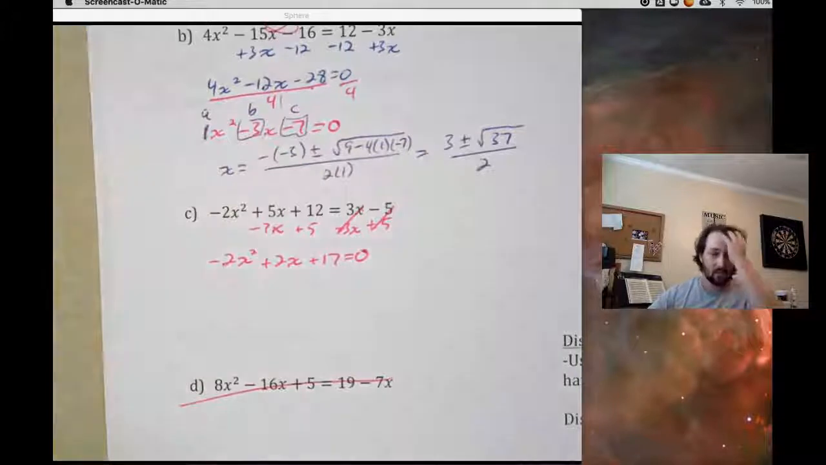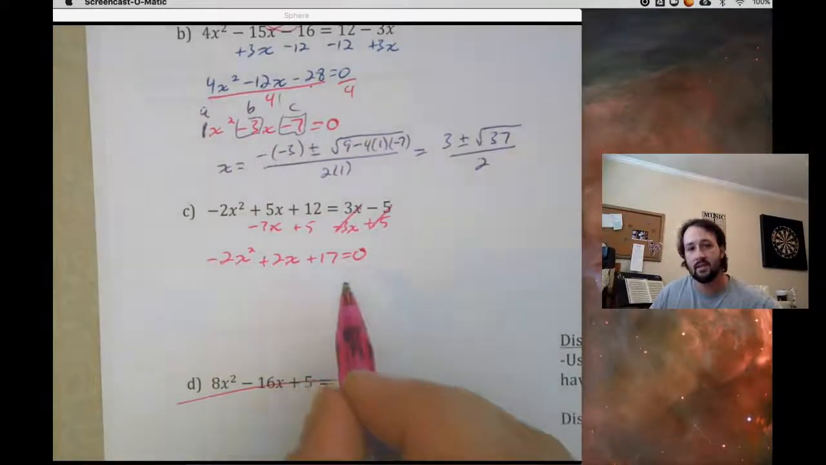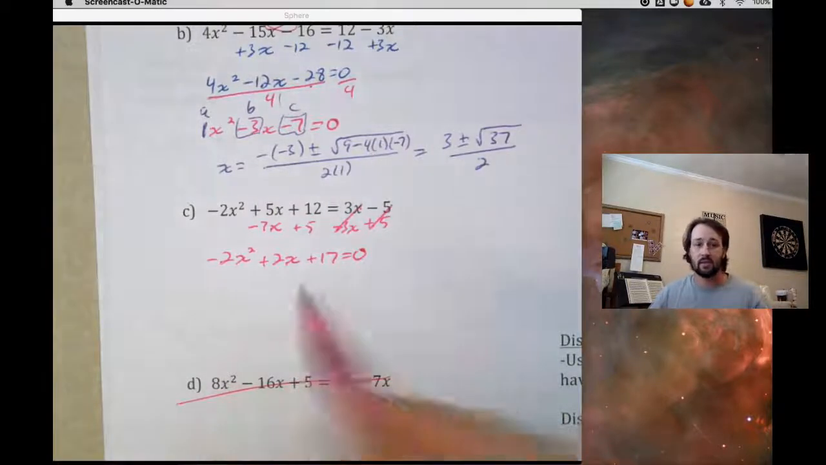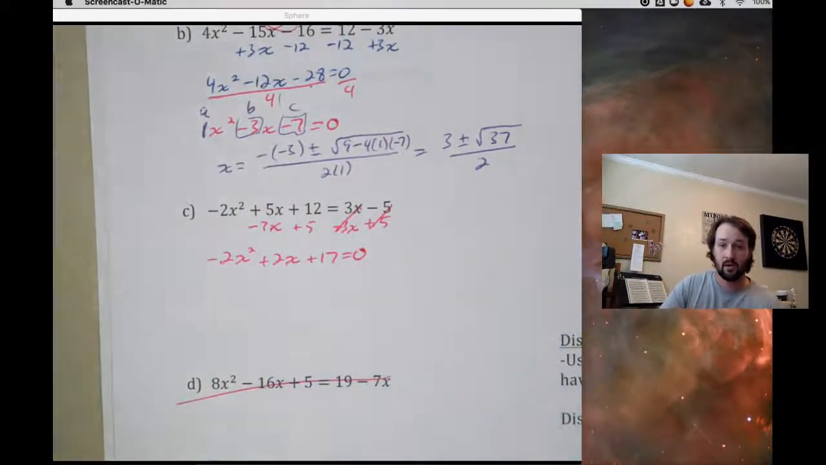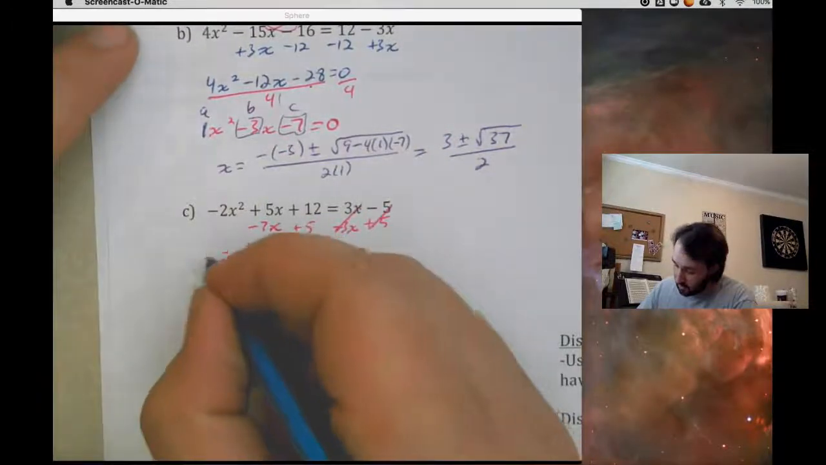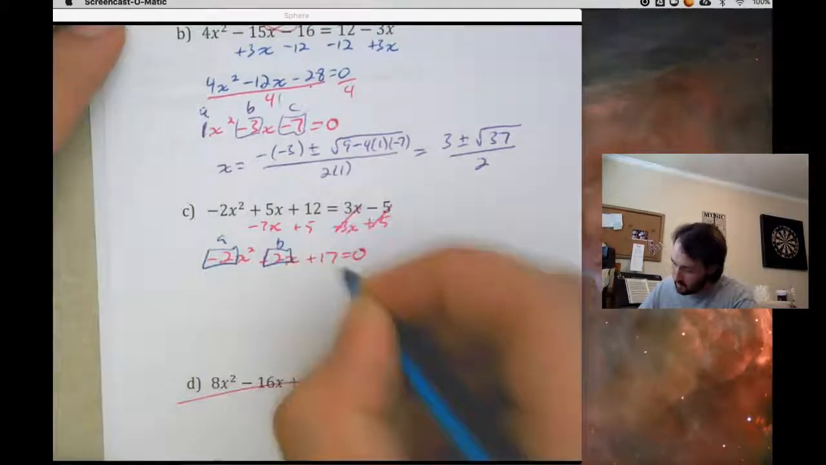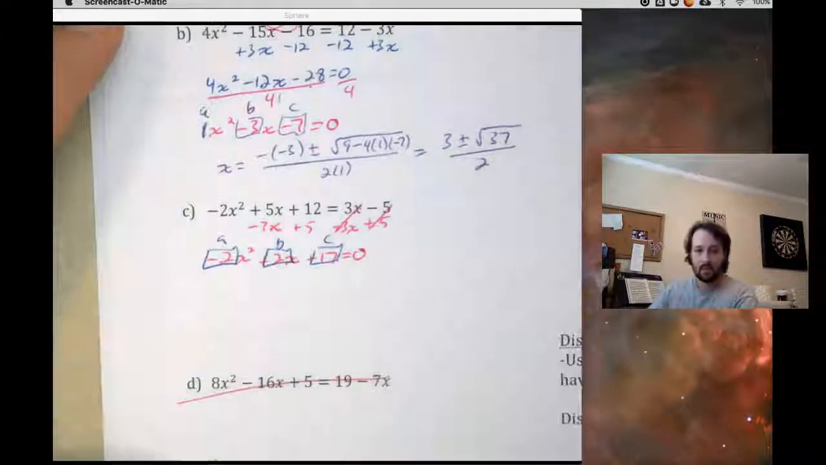So now, from this point, this 17 is prime, so nothing will divide out. I can't divide everything by 2. It's just going to make my situation a little bit more convoluted. So with this, I would make that a, make this b, make this c. Right?